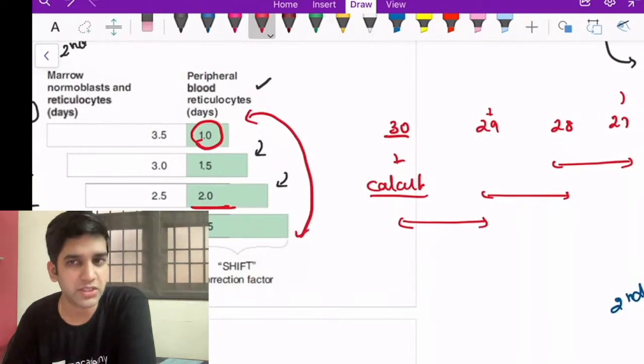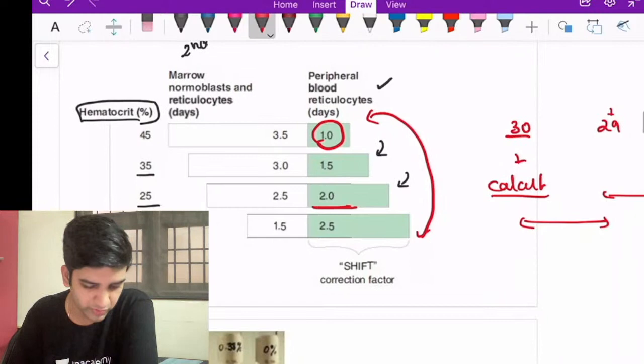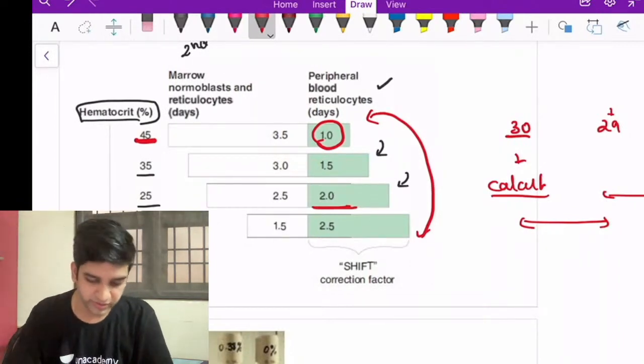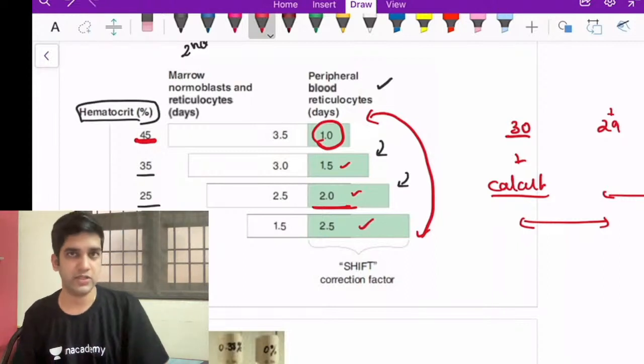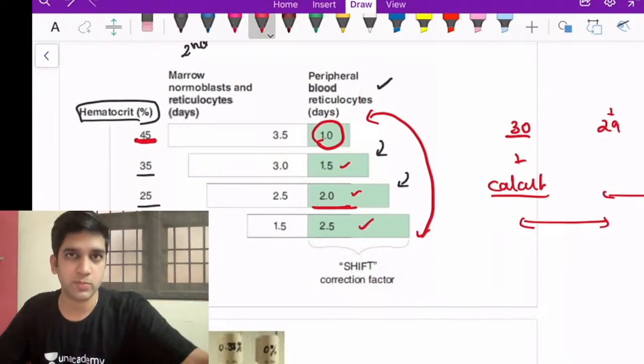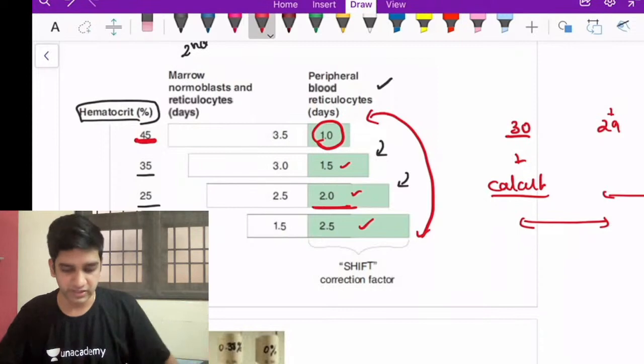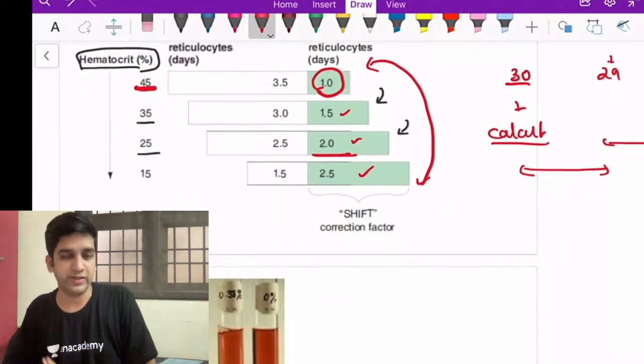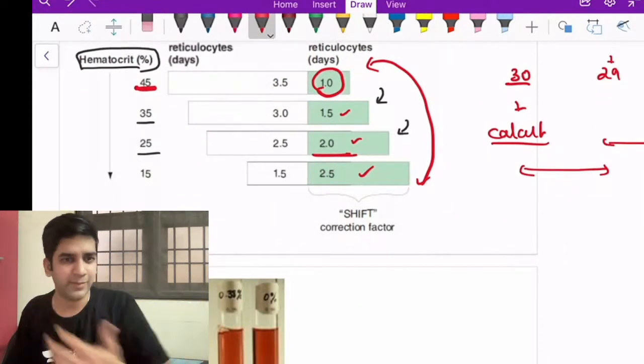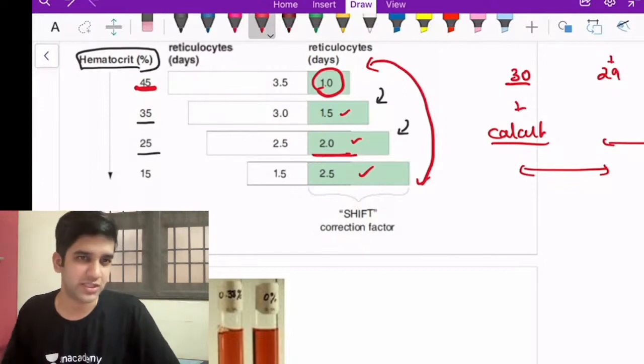It should be given in the question. If not given in the question, unfortunately we have to memorize. For 45 it is 1, and for every 10 point unit reduction, your 0.5 will increase. That's all. Fine. 35 is 1.5, 25 is 2, and 15 it is 2.5. That's how it's going to increase. Most likely you won't have hematocrit less than 15. The patient is not going to survive, right?